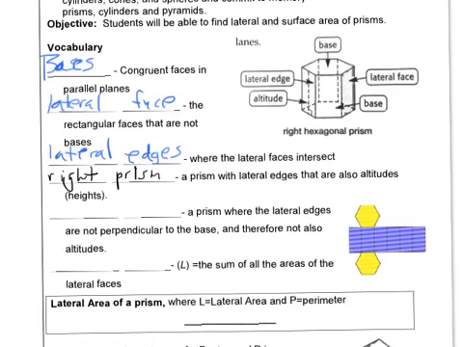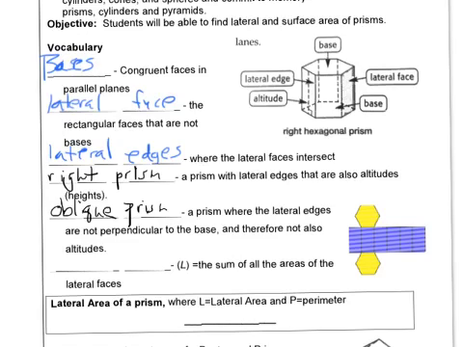I should have put an example in here of an oblique prism, but an oblique one is not going to have the lateral edges be perpendicular to the base. The lateral edges are going to be kind of at an angle. It's going to be kind of tilted. And the altitude is going to go straight up and down. That's still going to remain perpendicular to the base.